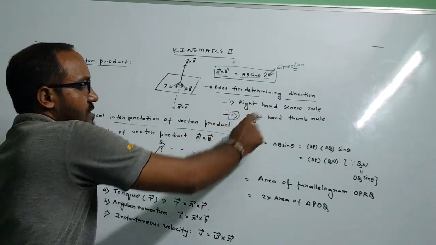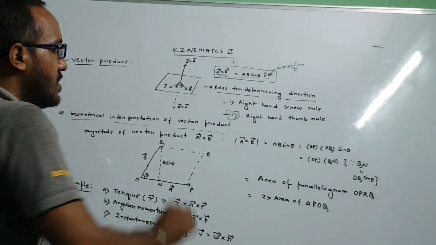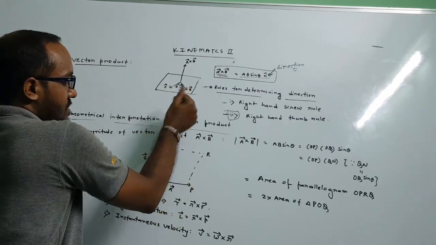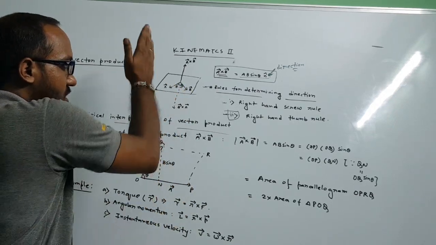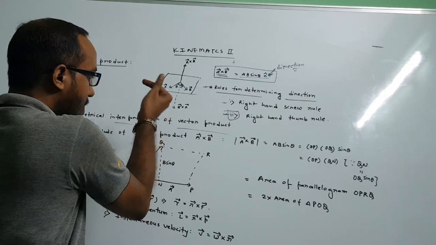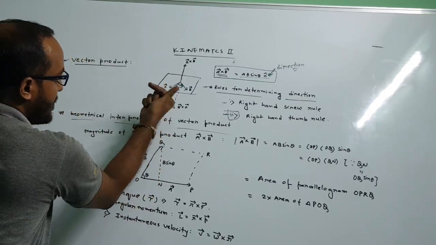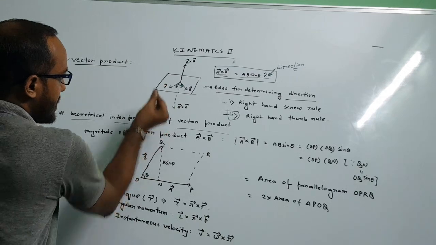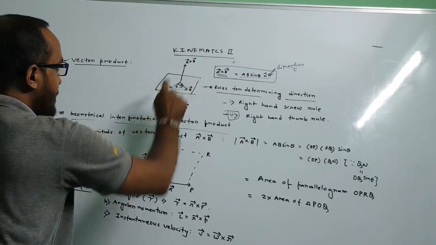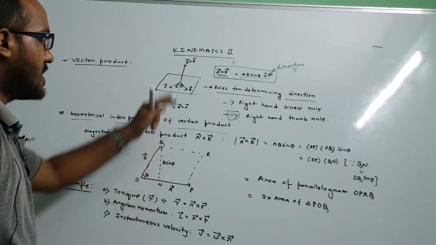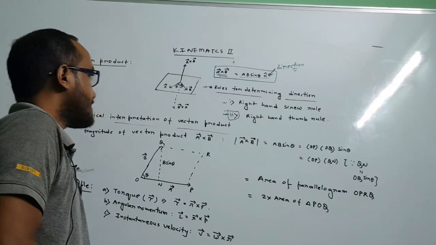Otherwise you can use the right hand screw rule also. If you rotate a screw from A to B, then the direction of propagation of the screw will represent the direction of A cross B.